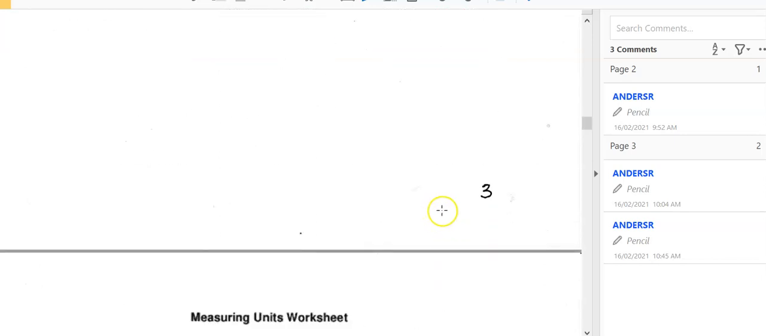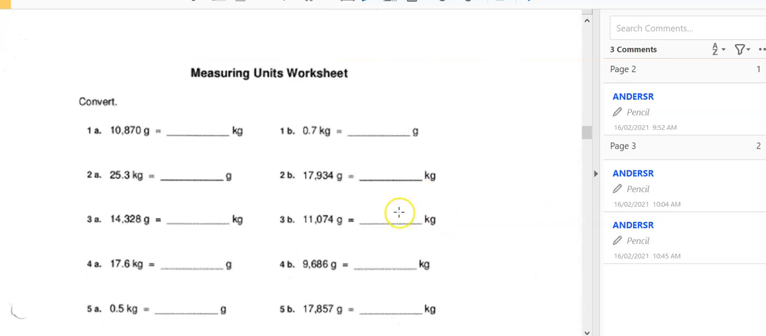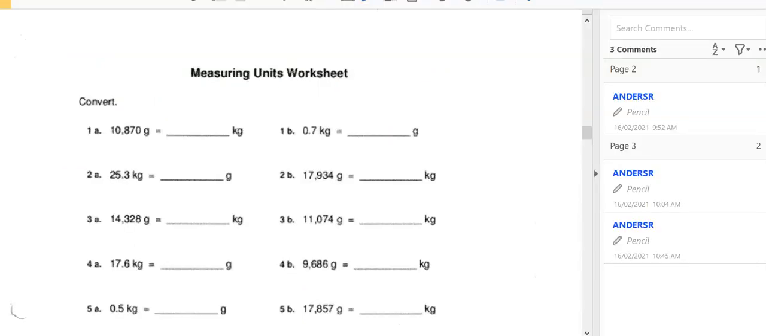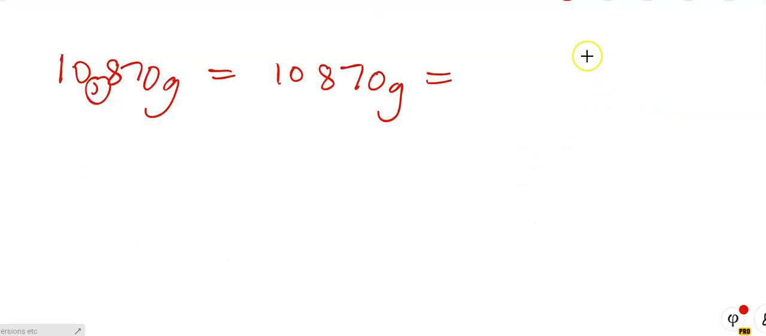Right, I'm going on to the next one. Right, people, convert. Now just a note here. Notice that that's 10,870 grams. It looks like this. You can write it like that as well. So the comma there, people, is a separator, it's the thousandths separator. So that's 10,870 grams, and you need to convert that to kilograms.